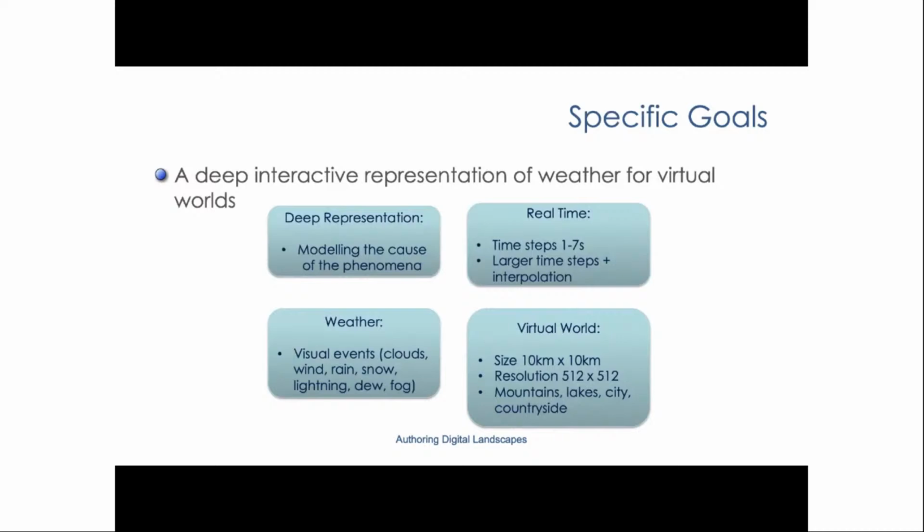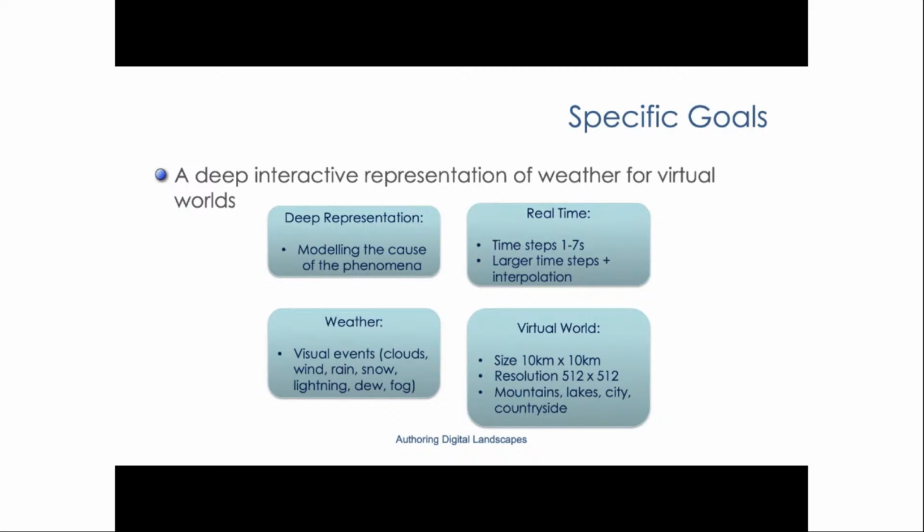Our specific goals with this research were to create a deep interactive representation of weather for virtual worlds. Let me break down exactly what this means. First of all, a deep representation says that we want to actually simulate the underlying causes of the phenomena. That means you need to keep track of things like moisture, temperature, the interaction of the landscape with the atmosphere, and so on. We want to create weather, and this means not just the representation of clouds, as has been known in the past, but also things like wind and secondary effects, such as moisture being condensed into rain and snow and lightning and so forth.